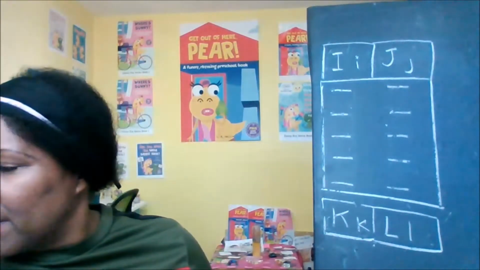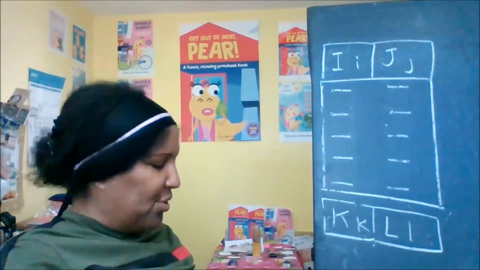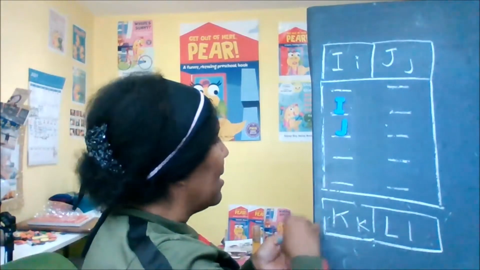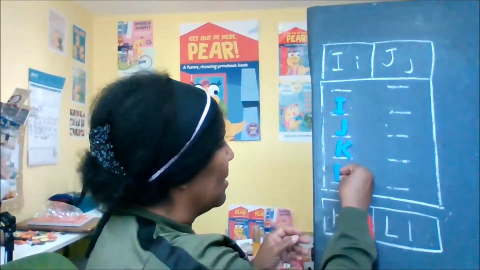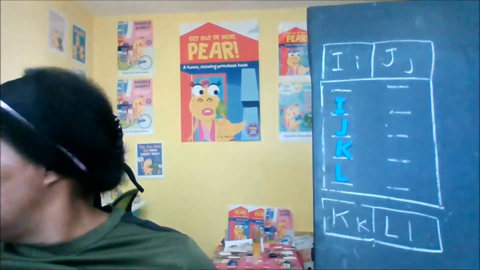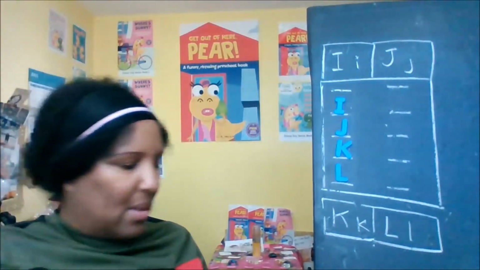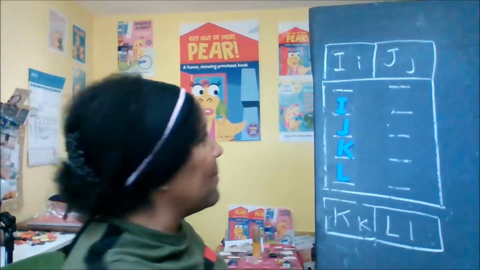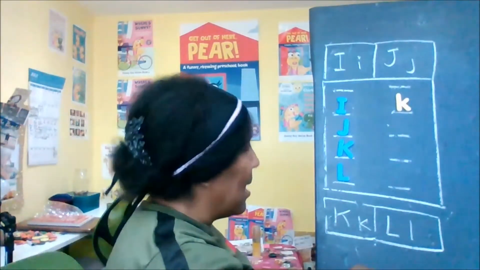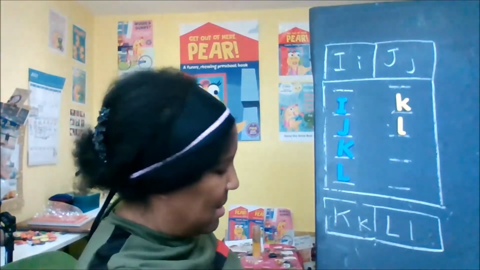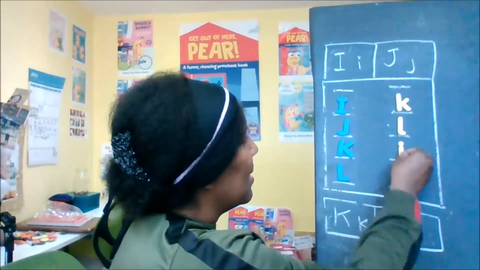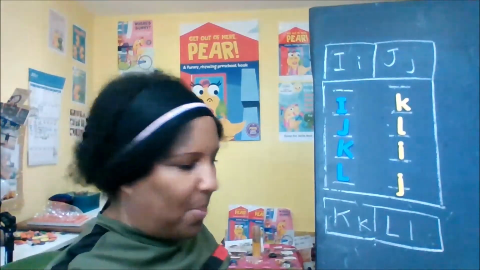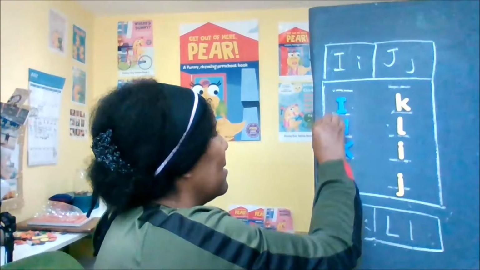So we're looking for I, J, K, L. Here's I, J, K, L. You get the yellow ones? Come on, yellow, I, J, K, L. Where are you? And last time I had K, L, I, J. Mix it up a little bit. K, L, I, J. All right? So can you see what I'm doing?